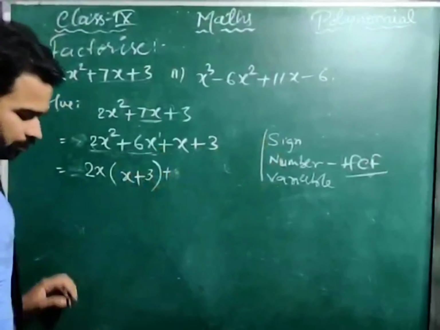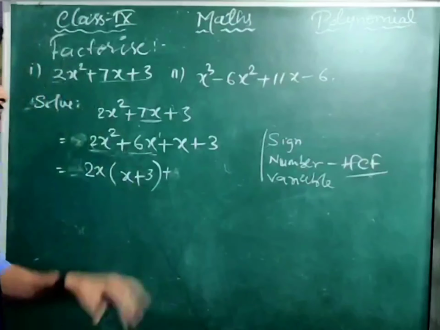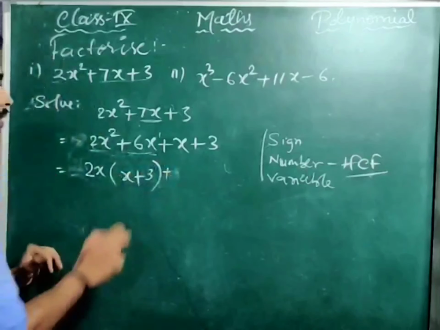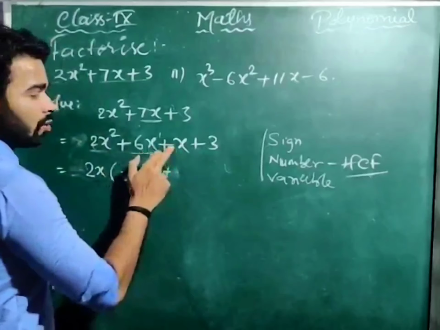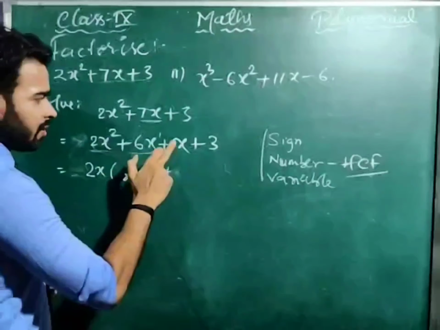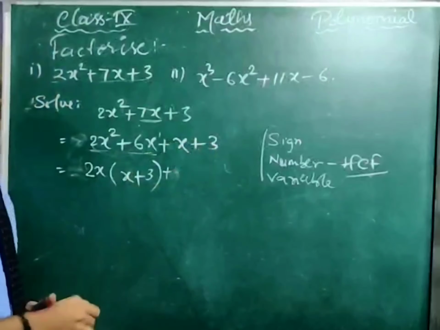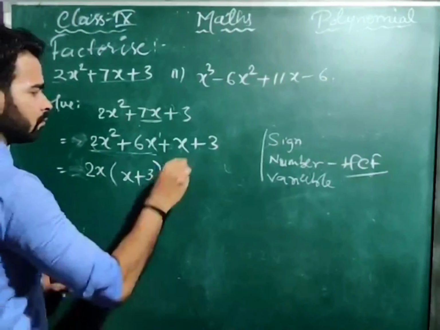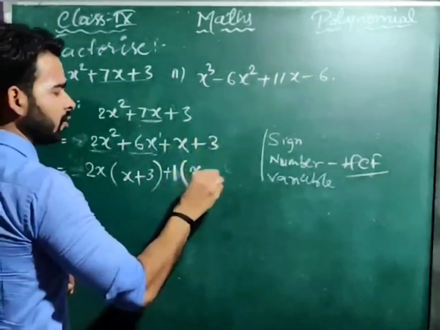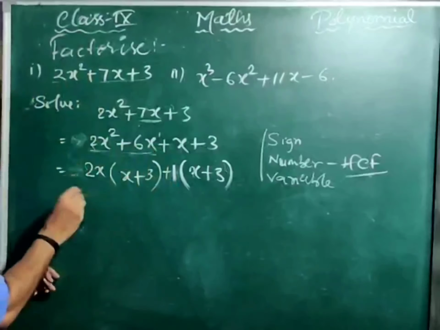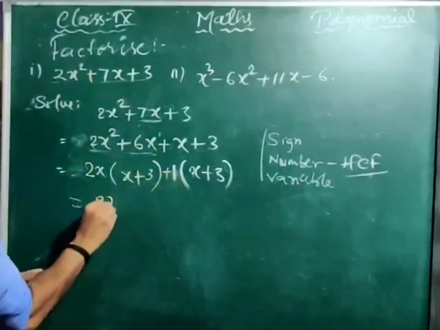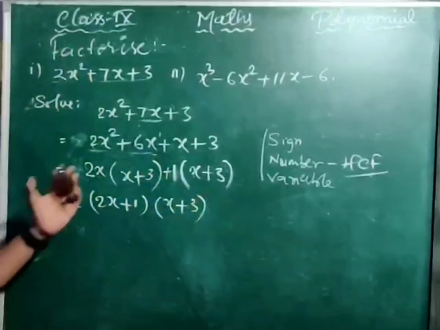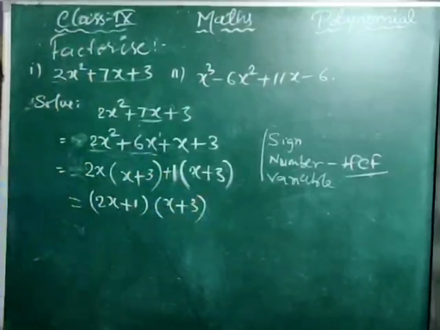Remember, always take the sign. You will write down the sign here, otherwise your solution will be wrong. So plus, now here there is no number, so we will consider 1: 1 plus 1 and plus 3. What will be the highest common factor? 1, so we will write down 1. Now if you are taking 1, the next term will be written as given. So (2x plus 1) one time and (x plus 3) one time. So this is the factorization of a quadratic polynomial.